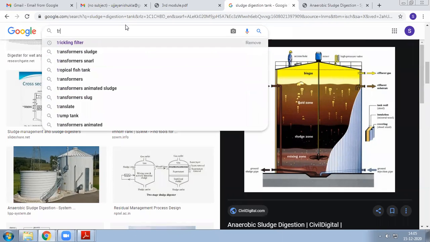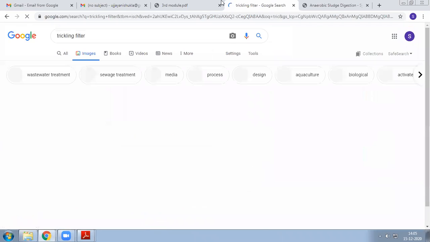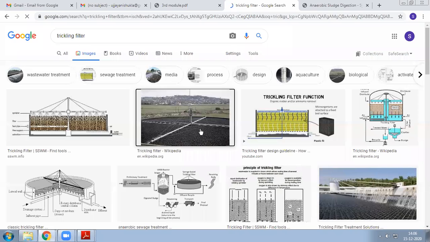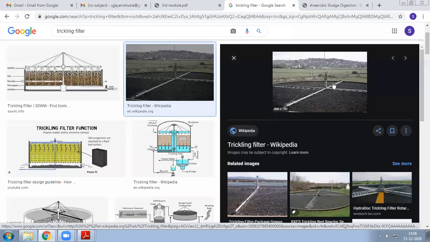I covered the trickling filter. If you Google, you'll get a lot of figures. So this is the trickling filter, how it looks. See here, these are rotating arms. This is a coarse bed. All the wastewater is sprinkled here. One layer will develop, so eventually it will be peeled off. It will be removed by itself. So that is the thing.